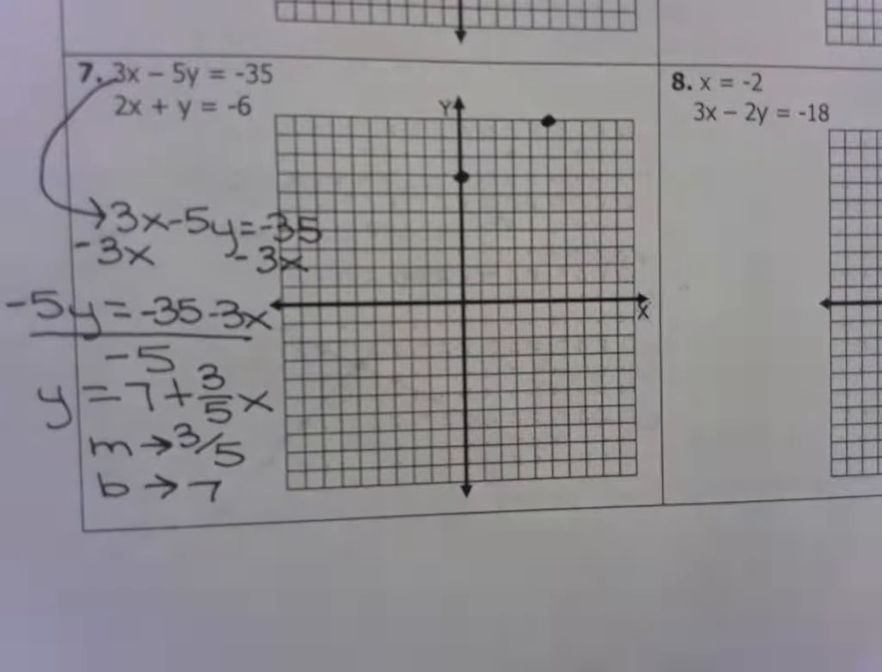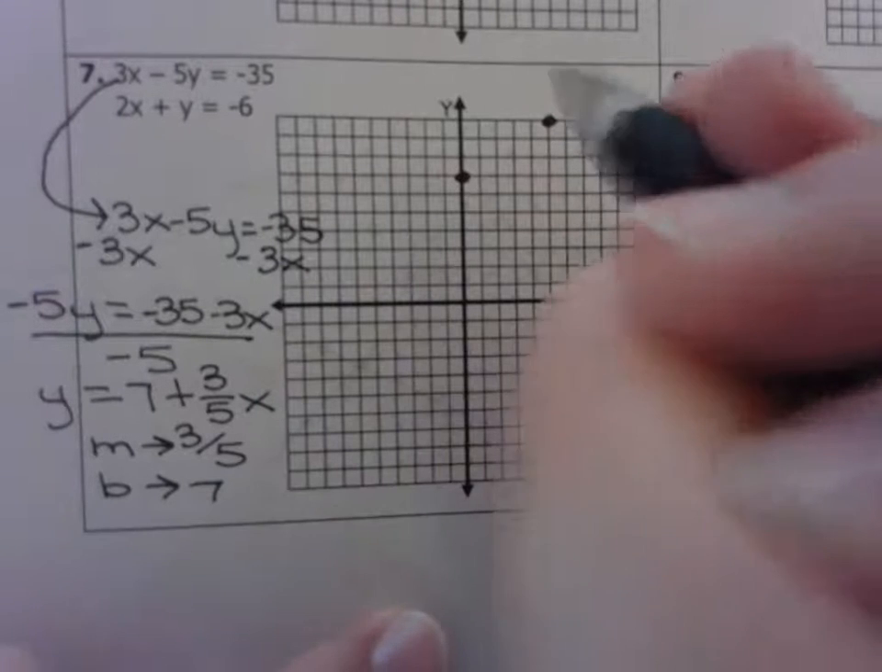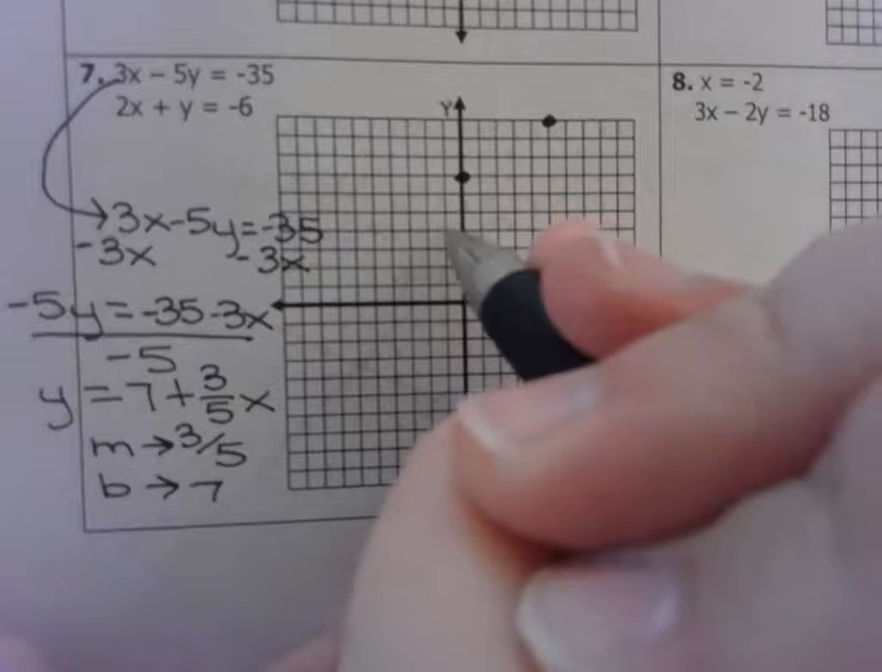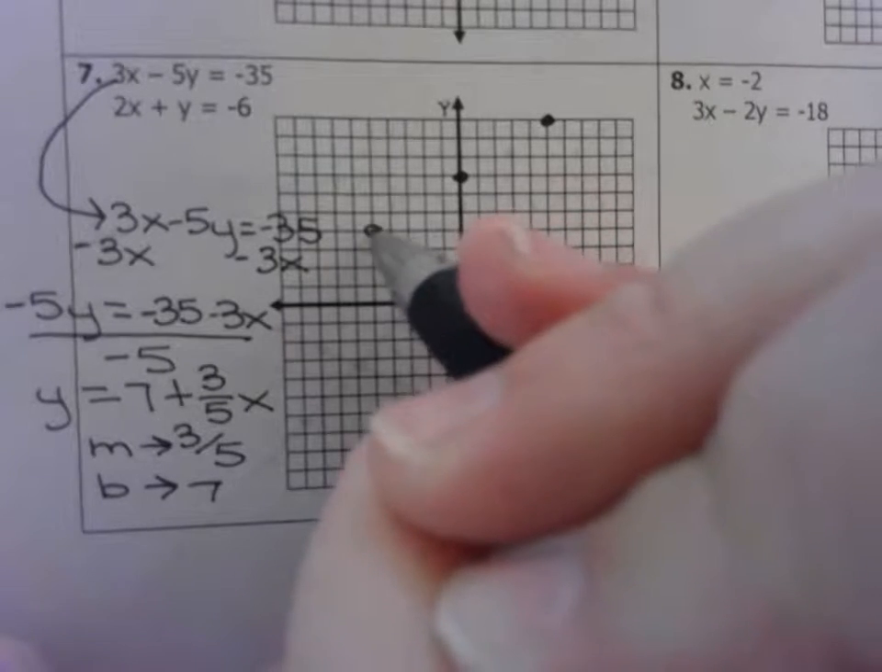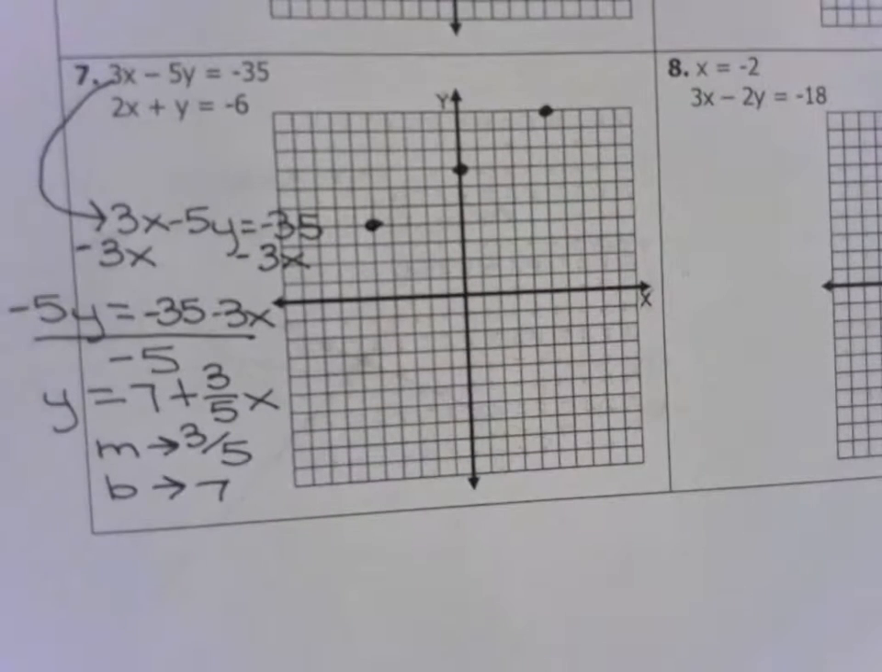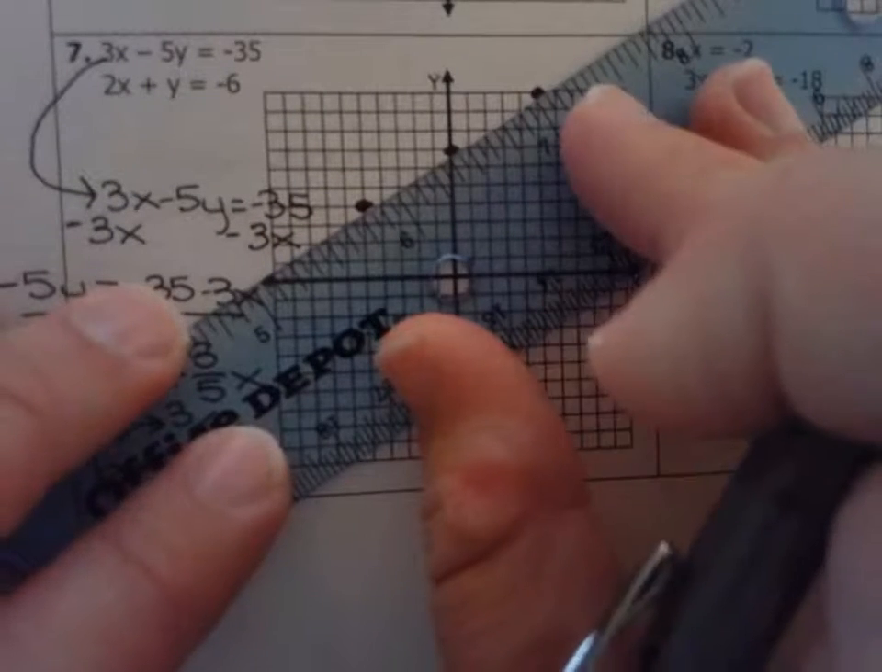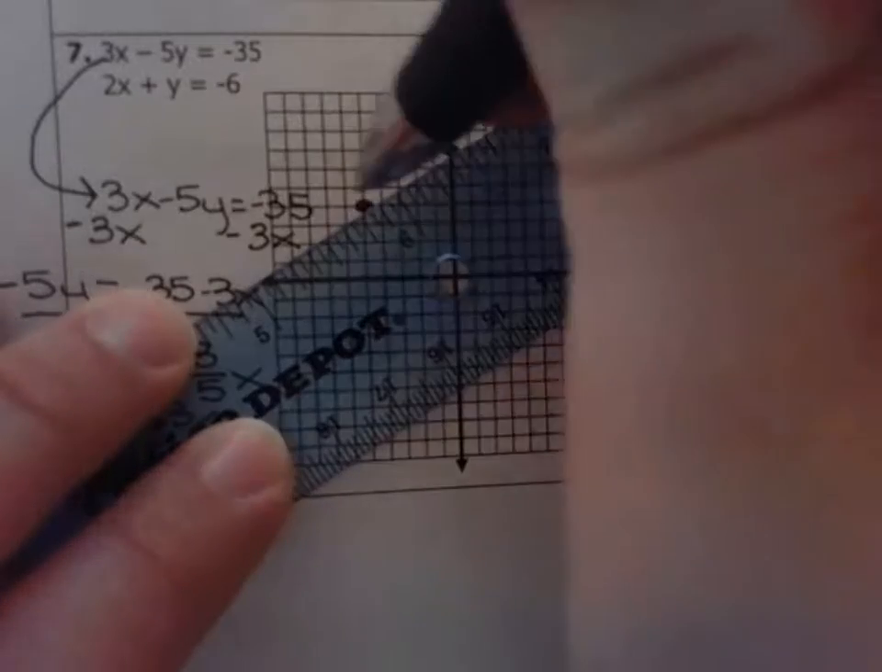Now I want to get another point. I can't go up 3, right 5, but I can go down 3, left 5. 1, 2, 3, 4, 5. I would get more than 2 points with these. And draw your line, because the more points you have, the straighter your line will be.